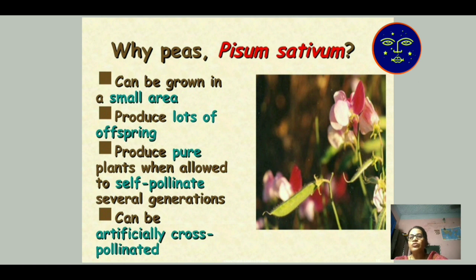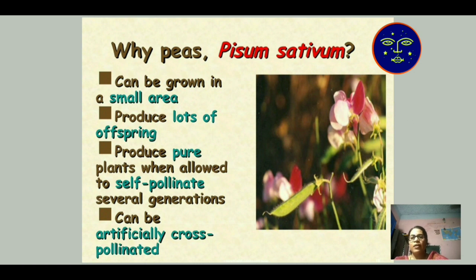Pea means the pea plant, which is naturally generated in our winter season and grown in a small area, and produces a lot of offspring. In a small area, a lot of offspring and production are there. It produces pure plants when allowed to self-pollinate. Self-pollination means a single flower is enough for its pollination.